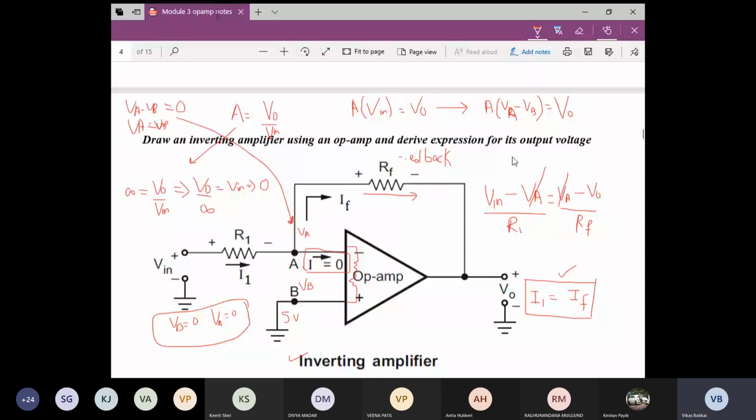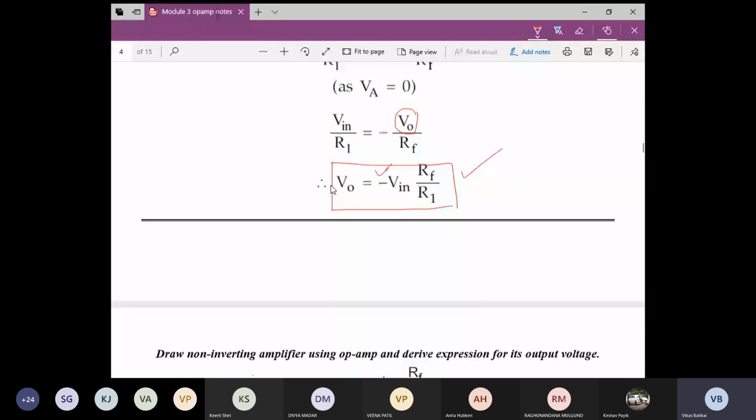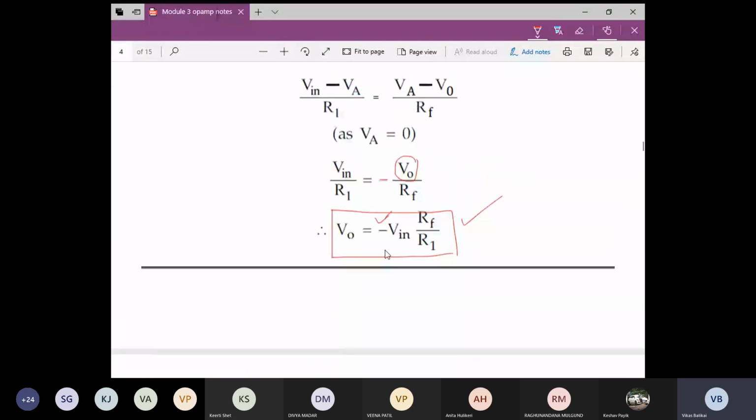Now, coming back to this, interpreting this entire output voltage equation. Whenever we get any voltage equation or any equation, we should interpret it. What exactly does it mean? V naught is equal to minus V in RF by R1. One thing I interpret is the negative symbol. It is merely indicating that it is not that the voltage is minus; it indicates that the output voltage will be 180 degrees out of phase with the input voltage.